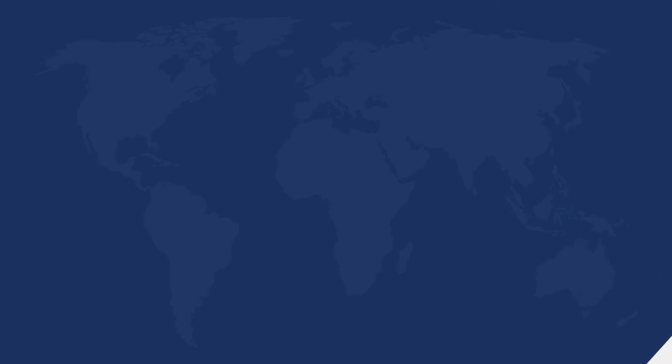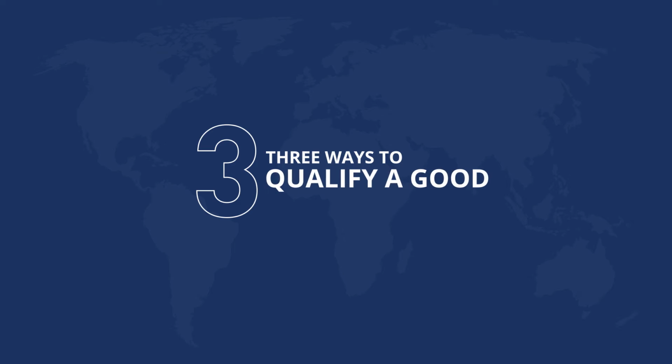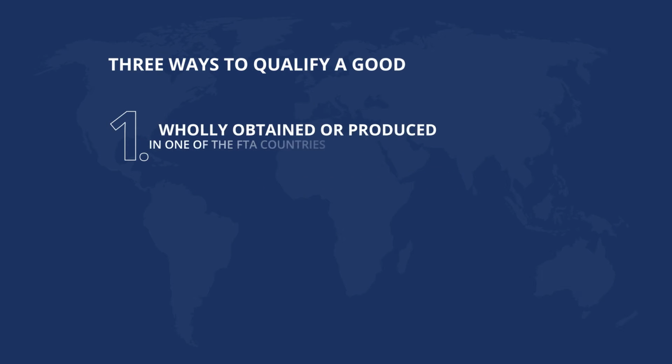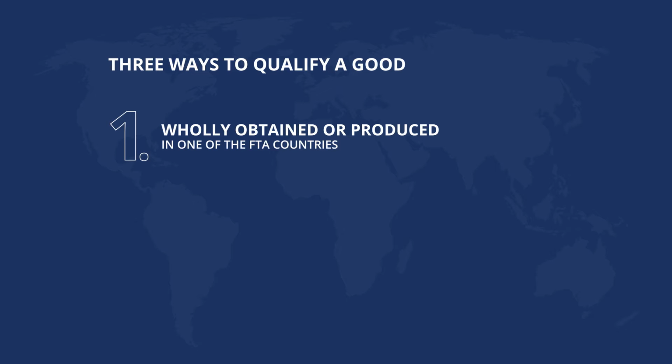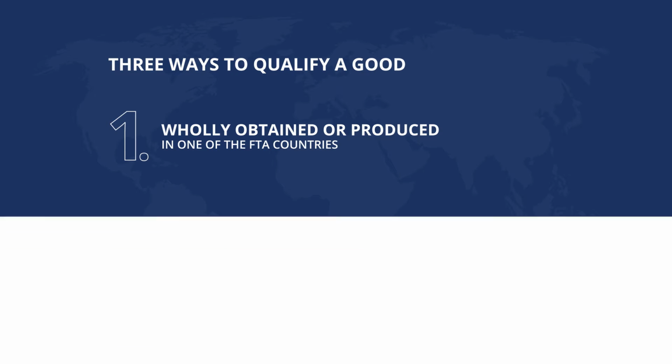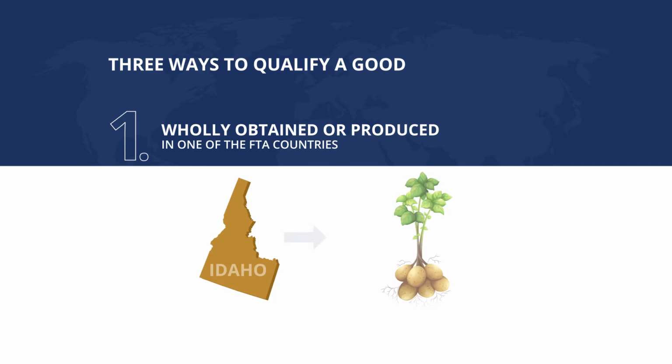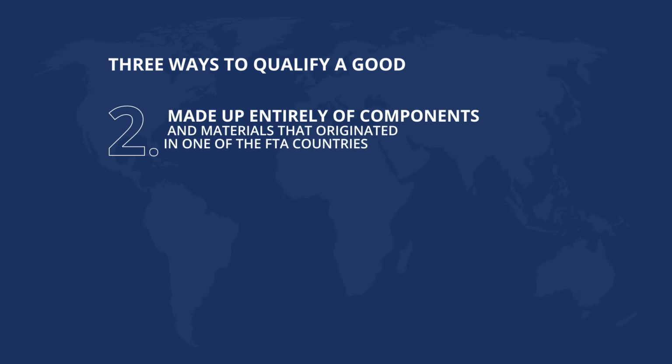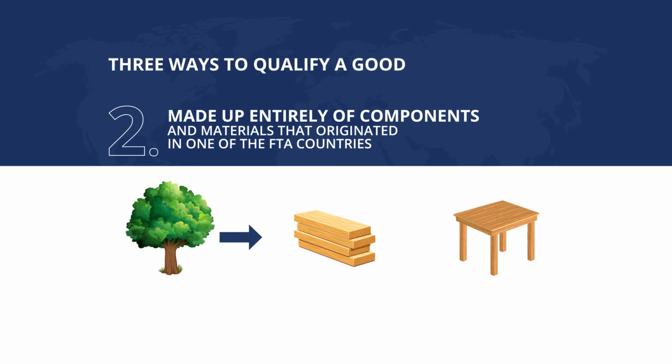As you review the agreement, you'll notice there are generally 3 ways to qualify a good. First, the good is wholly obtained or produced entirely in one of the FTA countries. That includes items entirely grown, fished, or mined. Second, the good is produced entirely in one of the FTA countries exclusively from components and materials that originated in one of the FTA countries.